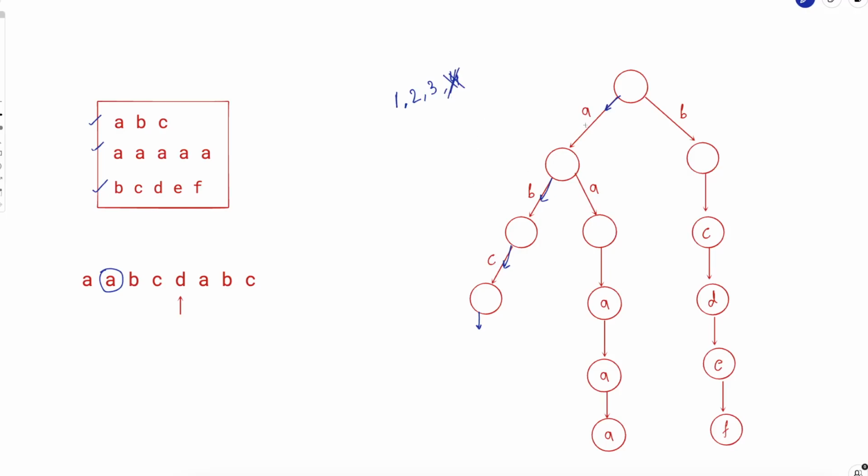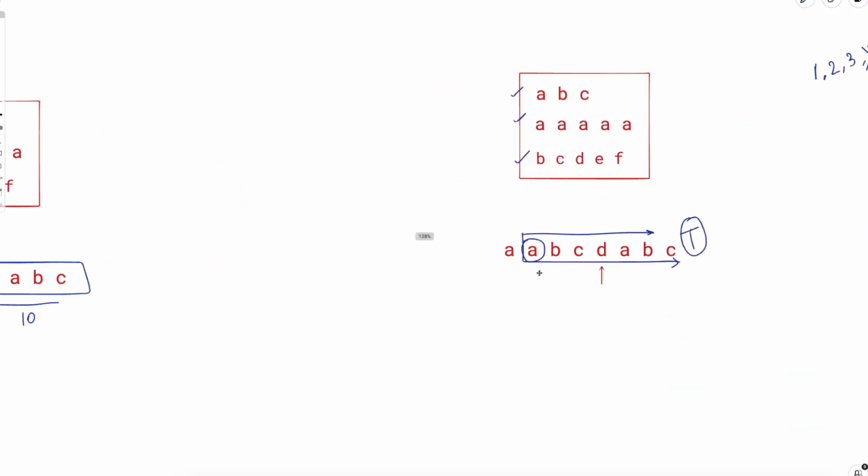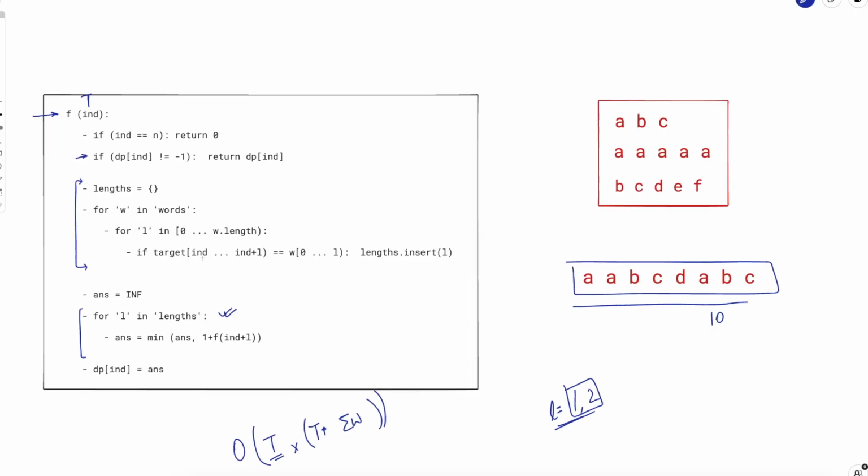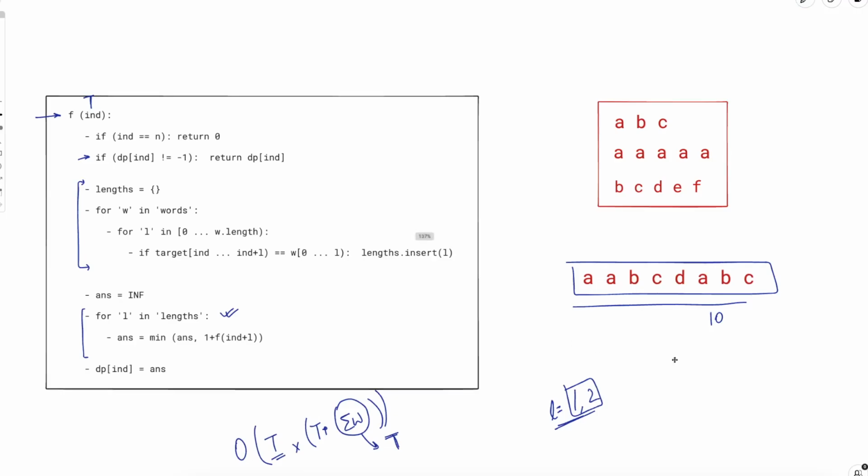So in other words, you are simply iterating over the trie, and this iteration can continue at max the length of the original string itself, which is the length of the target. So what you have done is replace this entire for loop, or this entire summation of w, with a trie match which can run in order t time. So this entire algorithm would be order t square.